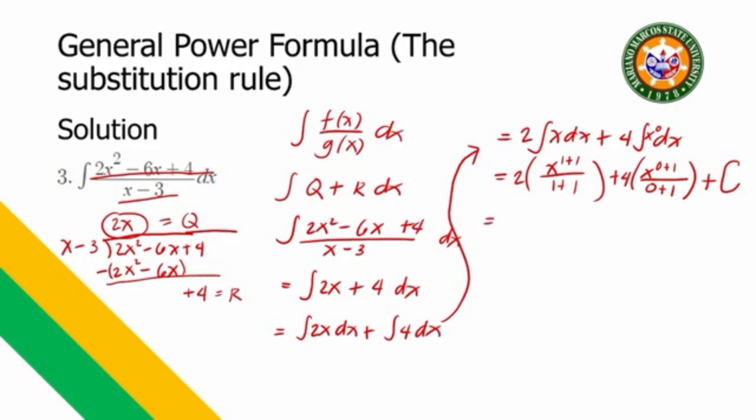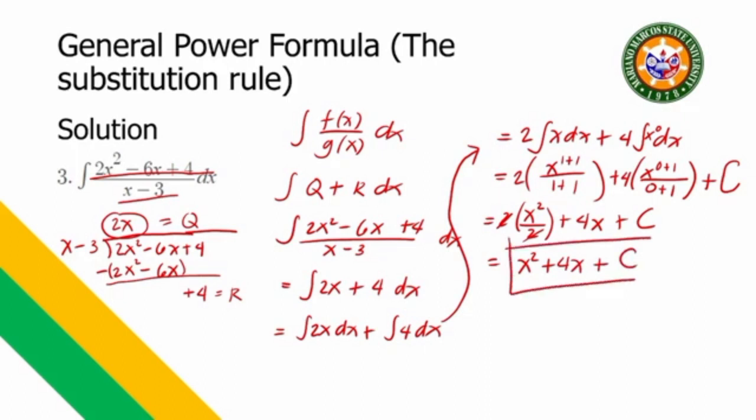Simplifying, we will get here 2 times x raised to 2 all over 1 plus 1 which is 2, plus 4 times x raised to 0 plus 1 which is just x, over 0 plus 1 which is just 1, plus c. So the 2 will cancel. So we will be left with x squared plus 4x plus c. So this will be our final answer.